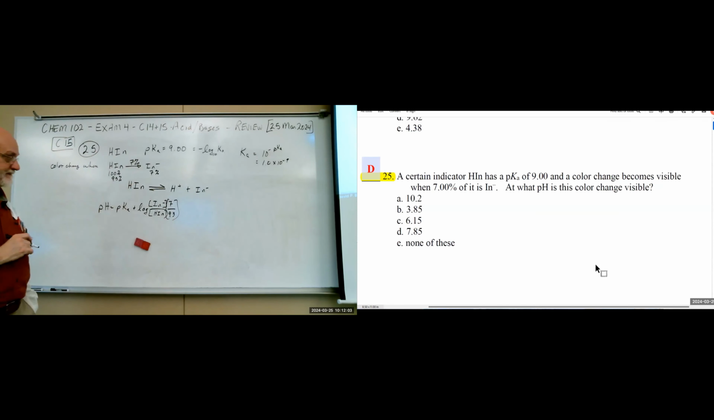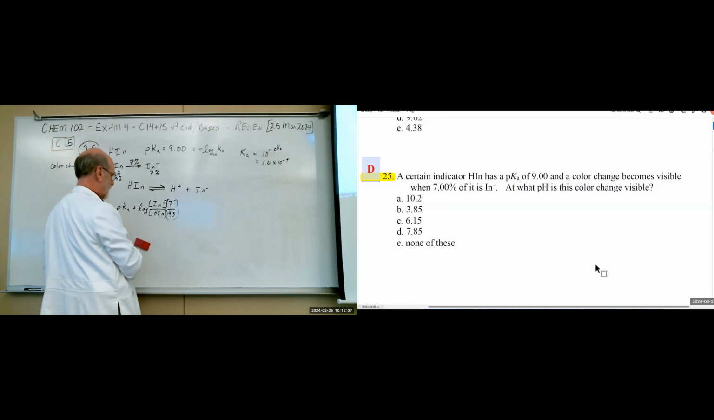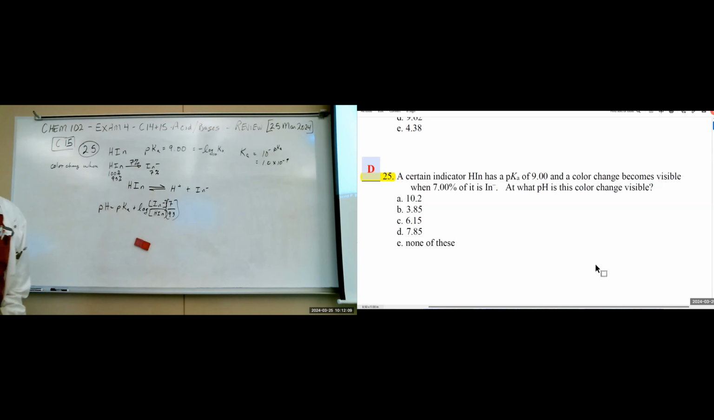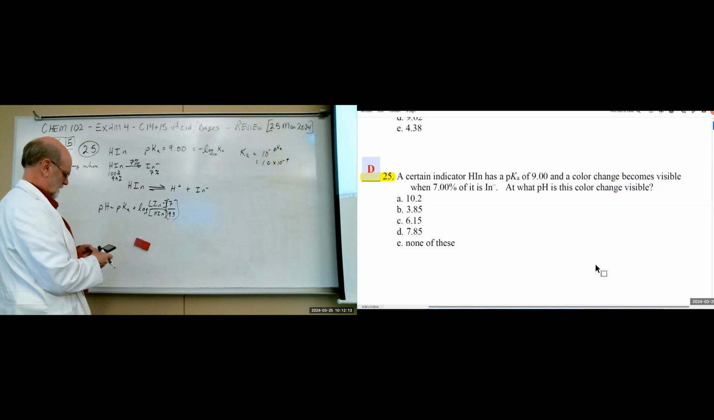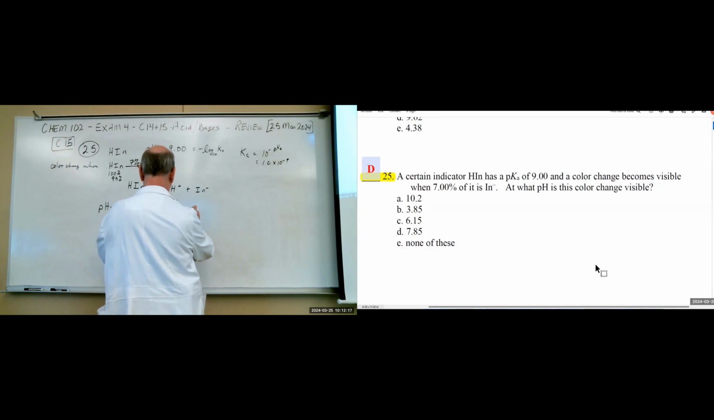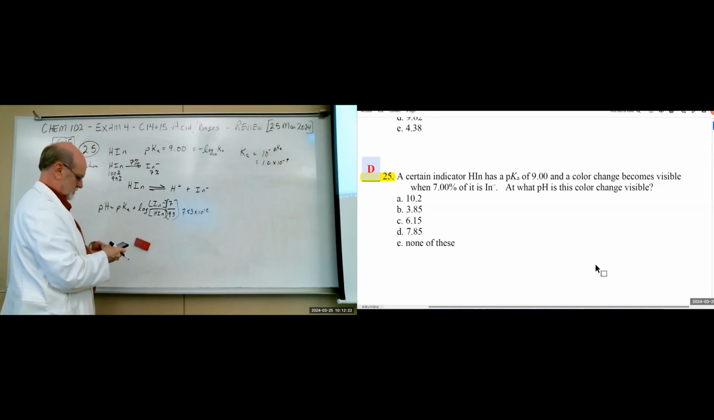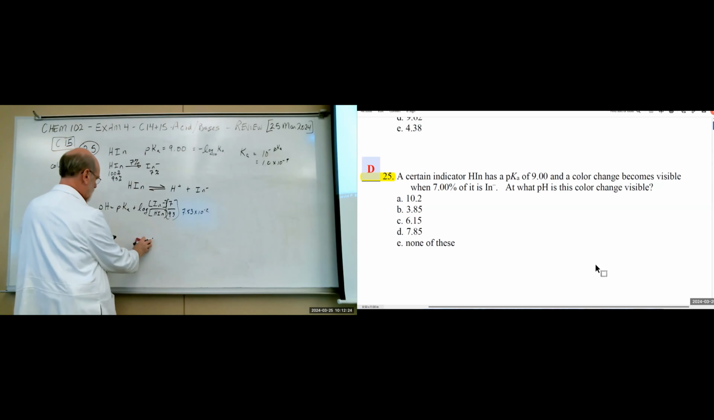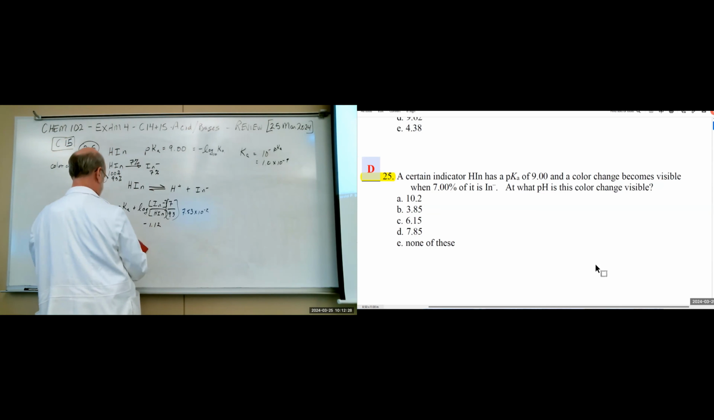That's when the color change becomes visible. All right, so what's 7 divided by 93? This is 7.53 times 10 to the minus 2. And we need to take the log of that. So the log is minus 1.12.